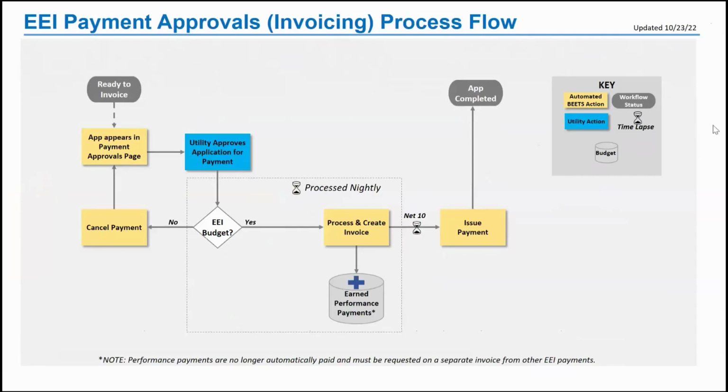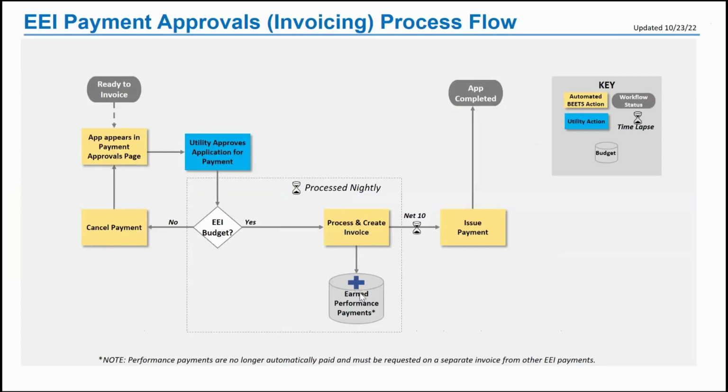This is a depiction of what happens behind the scenes after a utility approves the application for payment. Nightly, this payment approval is sent up to BPA Finance to check against the EEI budget to ensure there are sufficient funds. If the utility does not have enough funds, the payment will be canceled and the application will return to the payment approvals page. If there are sufficient funds, the application will move forward to process and create the invoice.